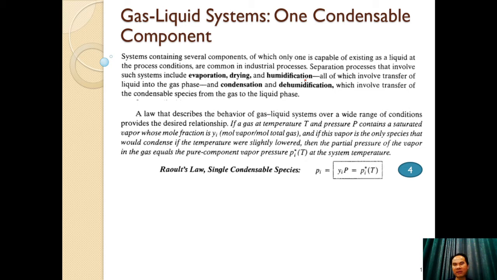For gas-liquid systems, the first and most common rule is Raoult's law for a single condensable species. If a gas at a given temperature and pressure contains a vapor, yi is the mole fraction of vapor, equal to moles of vapor divided by total moles of gas, if this vapor is the only species that can be condensed. If the temperature is slightly lowered, the partial pressure of the vapor equals the pure component vapor pressure. The law is: partial pressure equals the vapor pressure of the pure species, which is equal to yi P for this case.